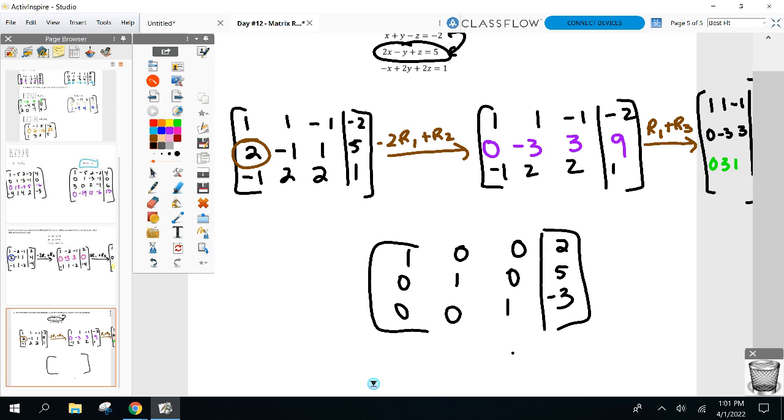When you guys rewrote this matrix for me, what's this variable right here? They're all what? X's. So take a look at what you just wrote here. X equals 2. What's the second column? All your Y's. So Y would equal 5. And then finally Z equals -3. That's how we're going to solve these using the matrices.